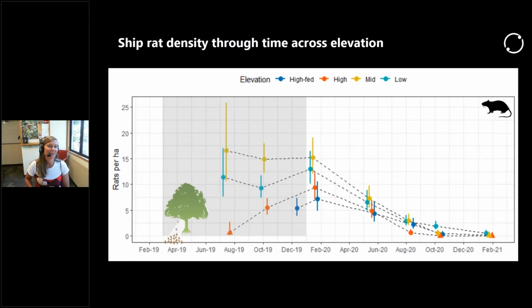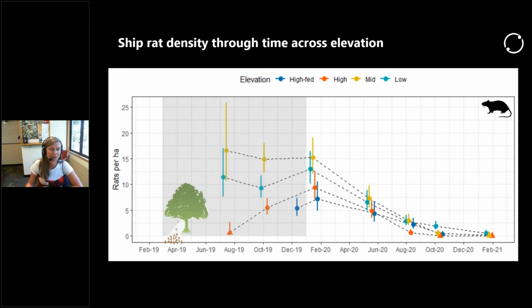So in this graph, we're looking at shiprat density through time. On the y-axis, we have rats per hectare. On the x-axis, we have time. This beech tree is representing when the main seed fall occurred in the autumn of 2019. So we got in there in the winter, and rats were already at high densities at both low and mid elevations. At mid elevation, rats were at 17 rats per hectare. And these are some of the highest densities we've ever recorded on the New Zealand mainland.